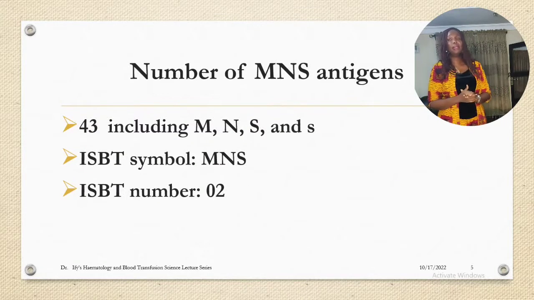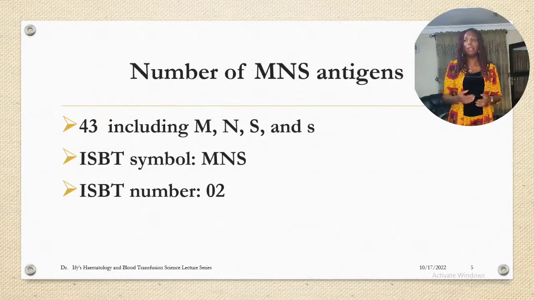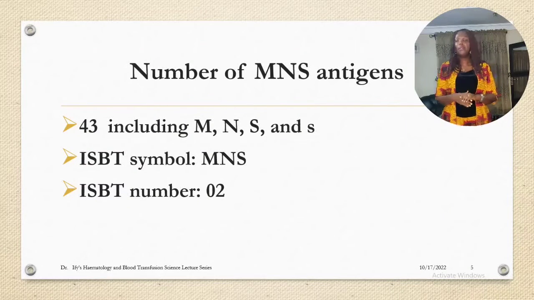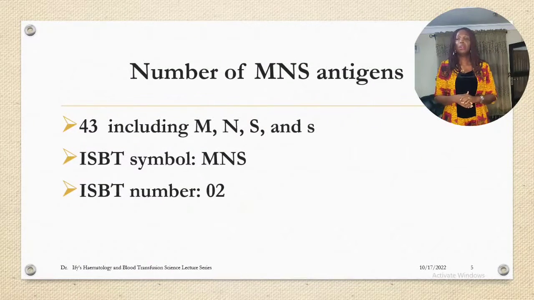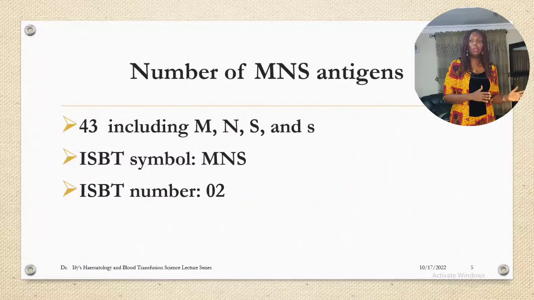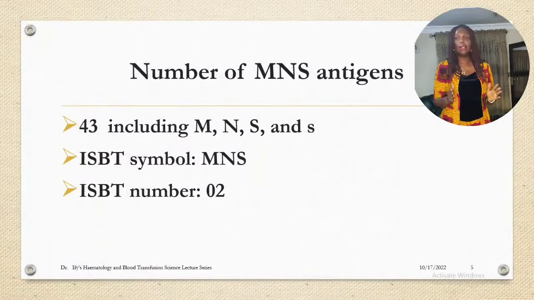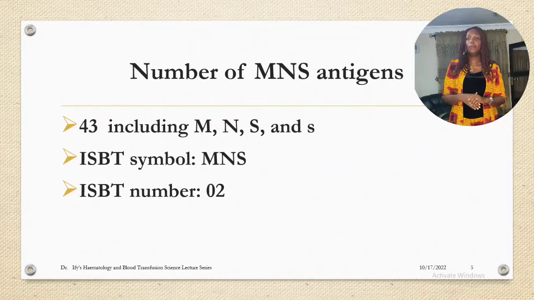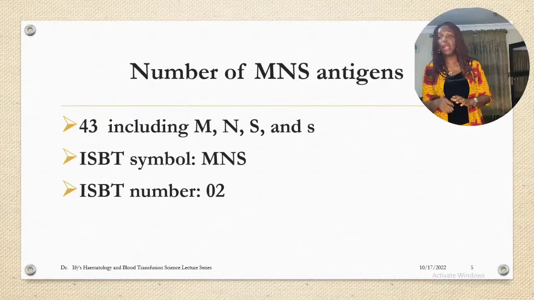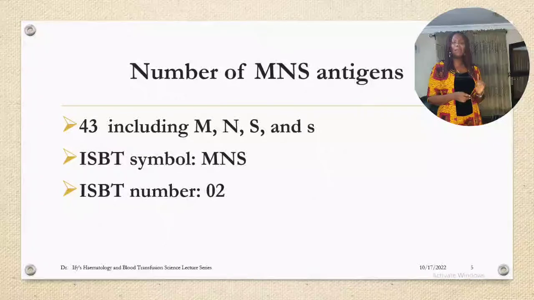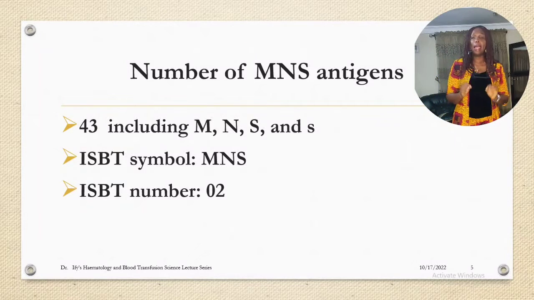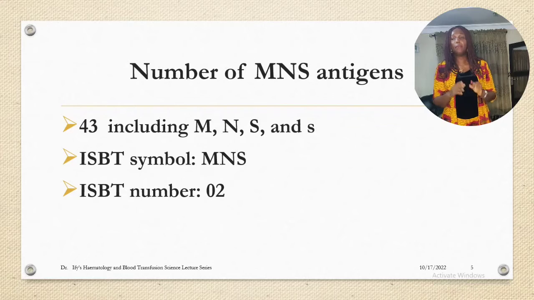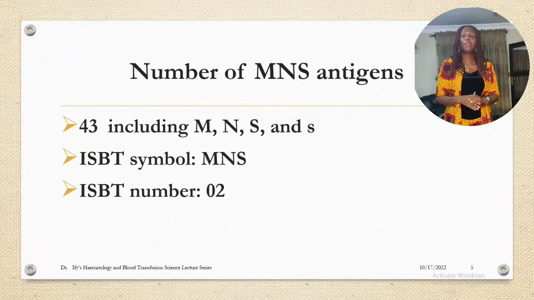The antigens in this blood group system, how many are there? We have about 43 antigens in this blood group system. But the prominent ones are the M, N, big S, and little s antigens. The ISBT symbol for this blood group system is MNS, upper letter M, upper letter N, and upper letter S. And then the ISBT number is 002.